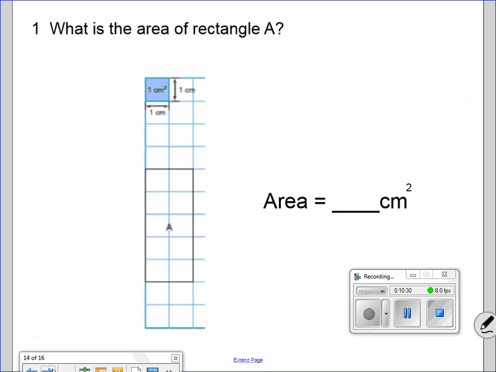Let's look at some practice here. What is the area of rectangle A? Well, I have a base of 2. 1, 2, 3, 4, 5. 2 times 5 is 10 centimeters squared. Here's another one.